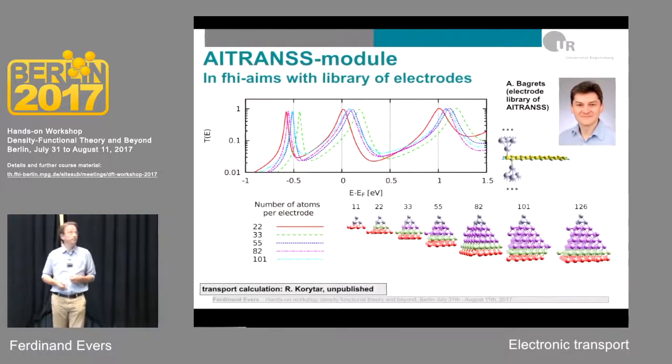So here's a check of this. The main contributor to the transport module was Alexei Bagrets. He did many of these checks.